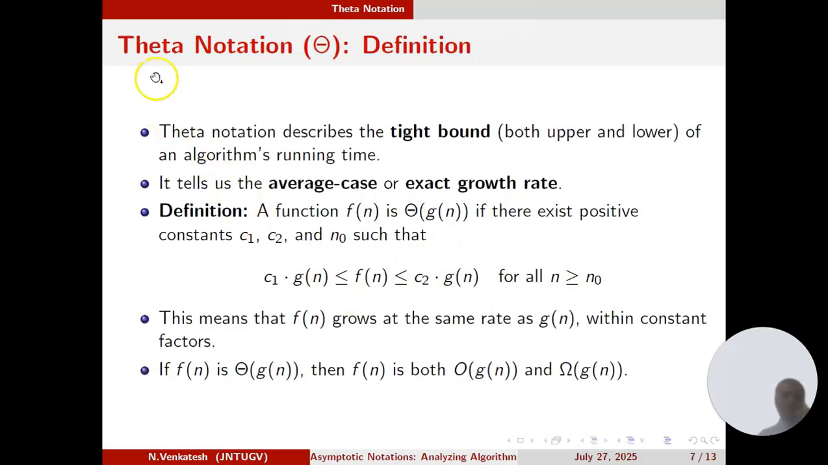Okay, so let us try to understand the third definition, that is the theta notation. A function f of n is theta of g of n if and only if there are positive constants c1, c2 and n0. So now here g of n acts as both a lower bound as well as an upper bound, that is a tighter bound.